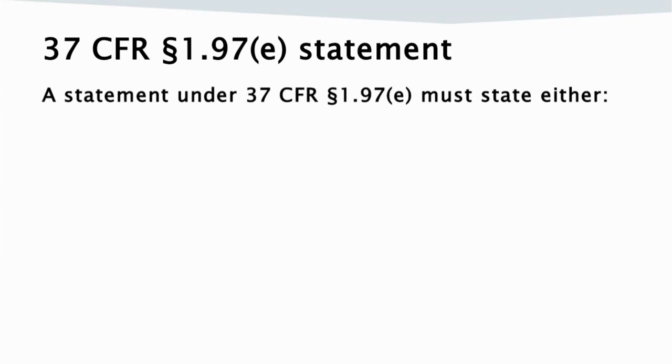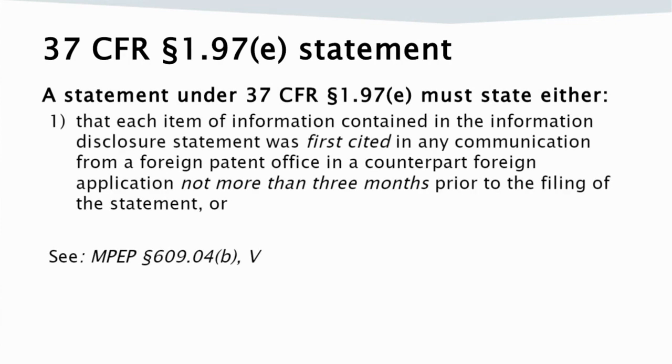The first form is as follows. 1. That each item of information contained in the information disclosure statement was first cited in any communication from a foreign patent office in a counterpart application not more than 3 months prior to the filing of the statement. This allows applicant to file an IDS without having to pay a fee if they timely provide the information cited on a foreign search report within 3 months prior to the filing of the statement.